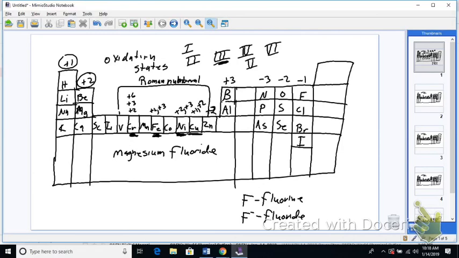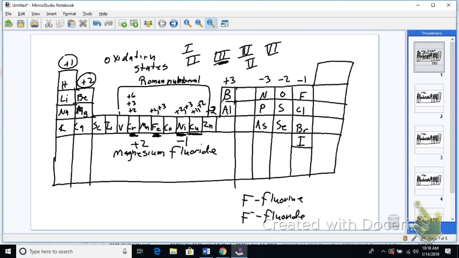So what I like to do is I'll put the charges, if I know them, above each of the names. So I look them up, and I look magnesium, it's a +2, and I look at fluorine, it's a -1.